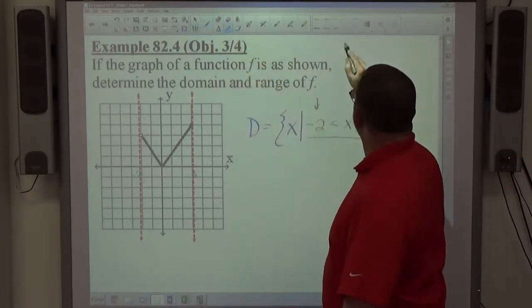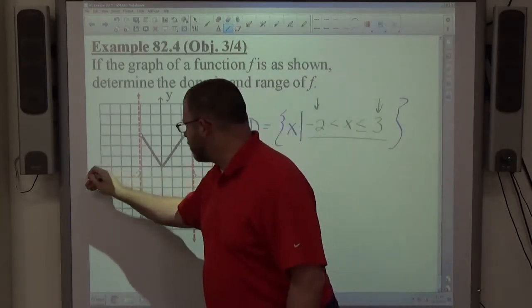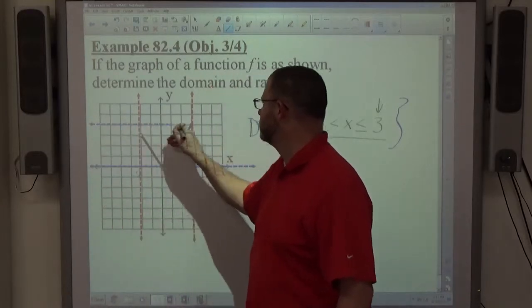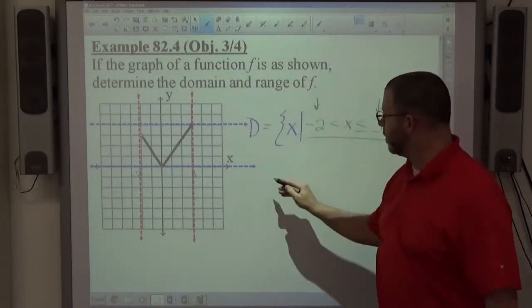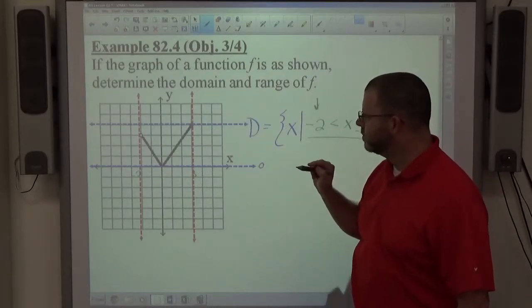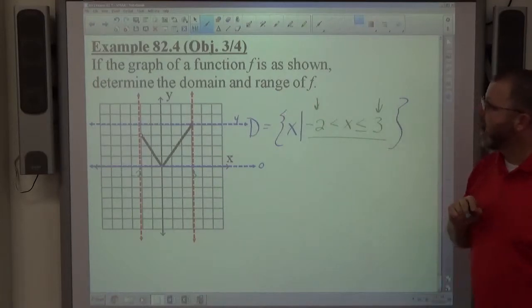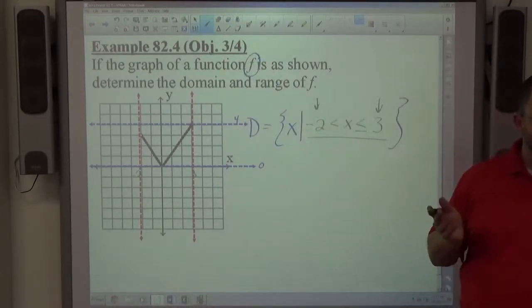Looking at the range. The bottom of the graph is right here. The top of the graph is right here. How far down does it go? 0. How far up does it go? 4, right? So the bottom is 0, the top is 4. And this is the function f, right? F of x.